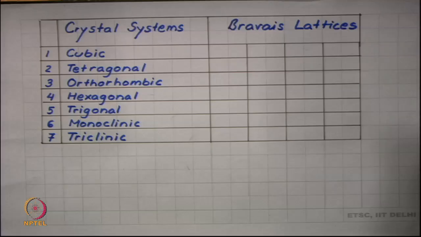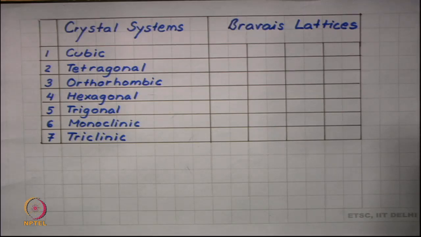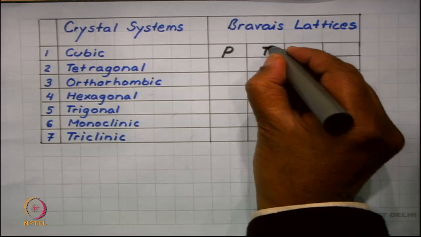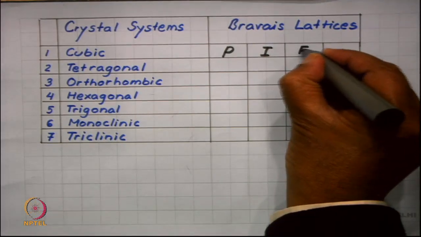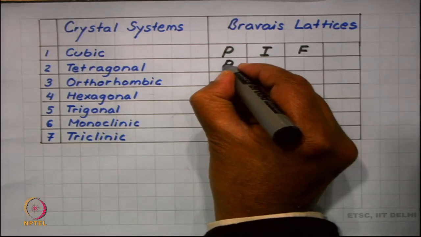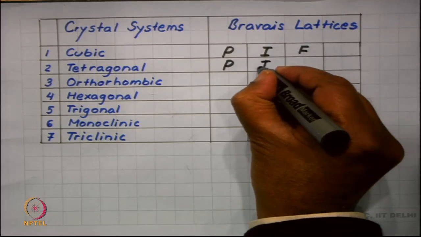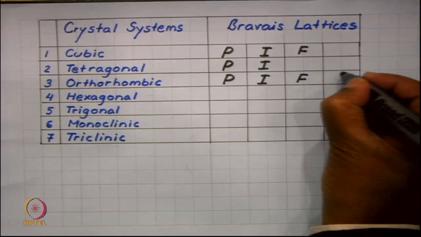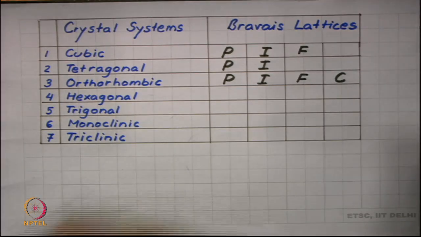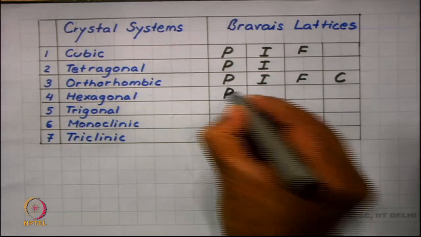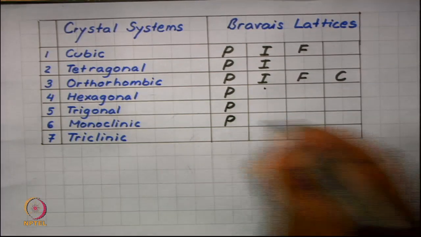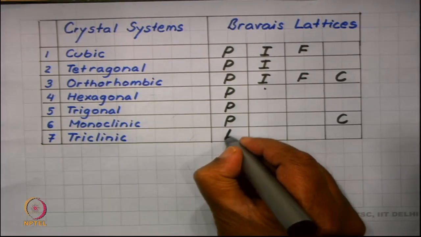So, let us again look at the complete list of Bravais lattices which we had. So, we were having cubic P, simple cubic, cubic I and cubic F. We had tetragonal P and tetragonal I. We had orthorhombic P, orthorhombic I, orthorhombic F and orthorhombic C. So, orthorhombic is quite rich, it has all the 4 varieties. We have hexagonal P, and that is all. We have trigonal P, we have monoclinic P and monoclinic C, and we have triclinic P.